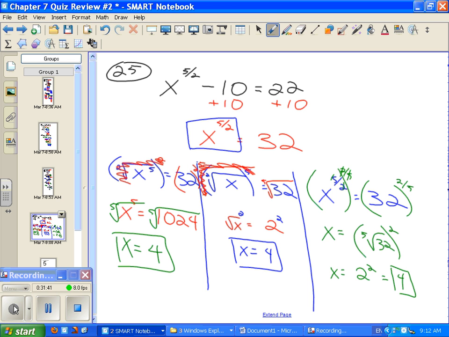But all 3 of these are good, so whatever one you like best. But that's one of those cases where I think raising it to the power is a lot easier than having to do these things.